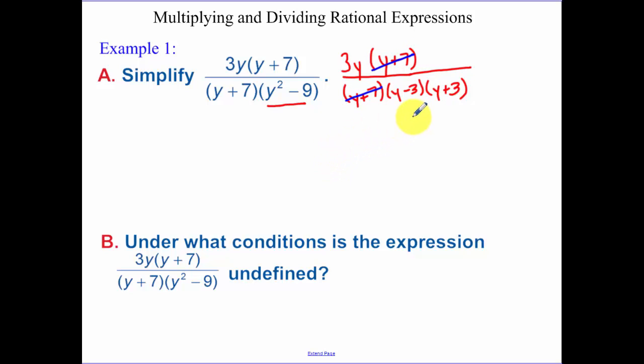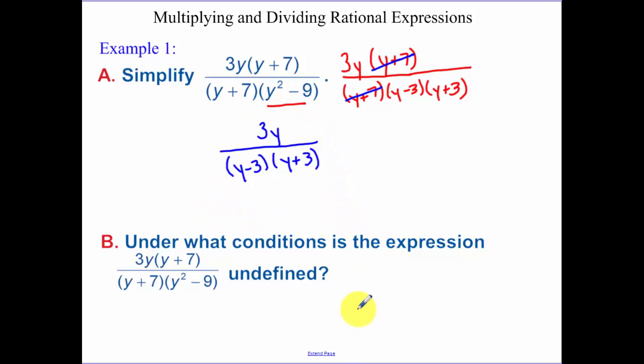So now looking at this, the y minus 3 and the y plus 3, there's nothing that could cancel up top. So looking at that, we can now write this in its most simplified form. Don't worry about multiplying everything back through, because this is showing me that all your factors have been canceled.